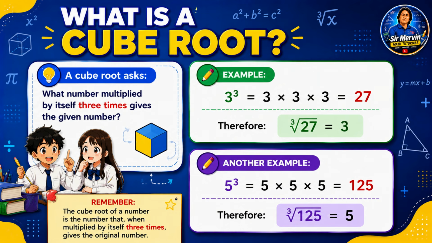A cube root is different from a square root because we multiply the number 3 times. Since 3 times 3 times 3 equals 27, the cube root of 27 is 3.